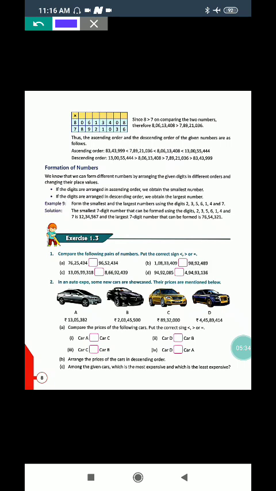The smallest 7-digit number that can be formed using the digits 2, 3, 5, 6, 1, 4 and 7 is 1,234,567, and the largest 7-digit number that can be formed is 7,654,321. Okay, next we will discuss in exercise 1.3. Thank you.